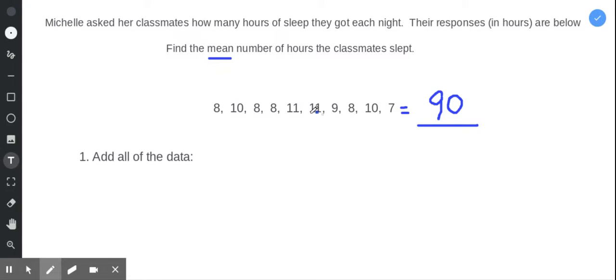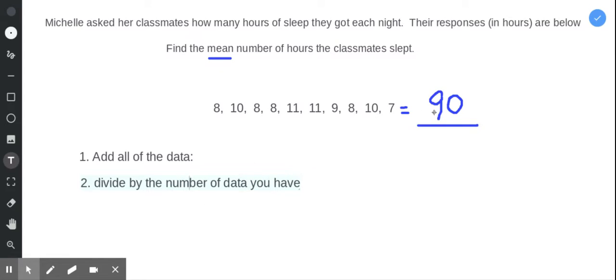So if the sum of my data is 90, I have a second step. I'm going to take the total and I'm going to divide it by how many data points I had. In this case, I'm dividing it by how many classmates were sleeping those 90 hours. I'm going to divide it out evenly to see how much each person would sleep if everybody slept the same amount. So the second step, divide by the number of data you have.